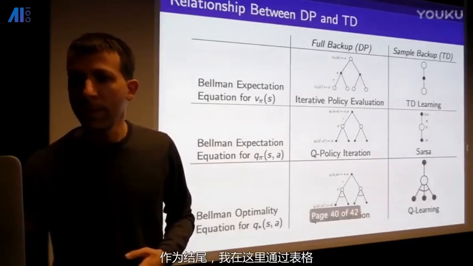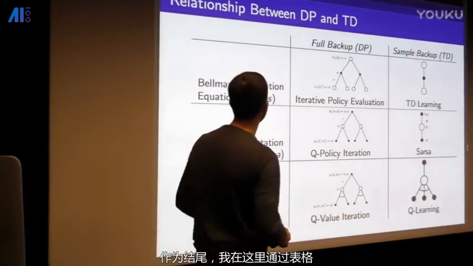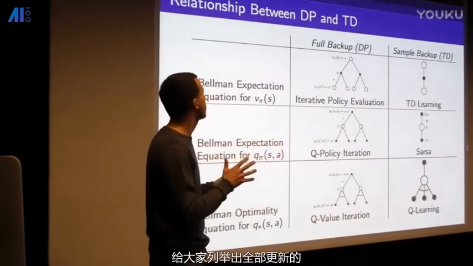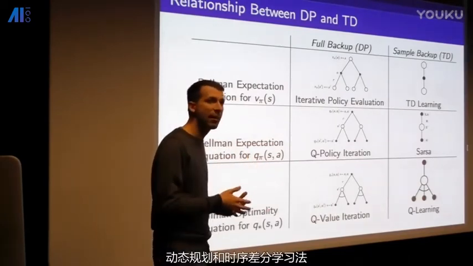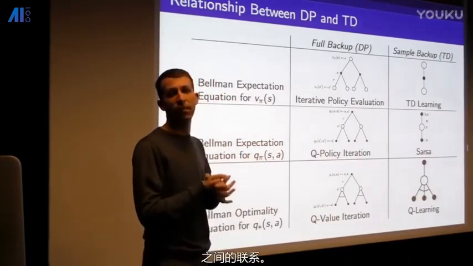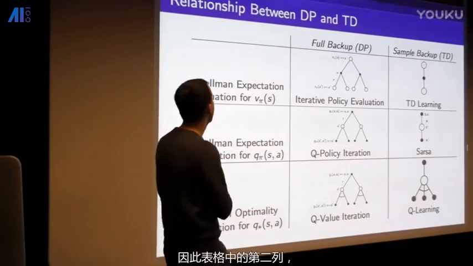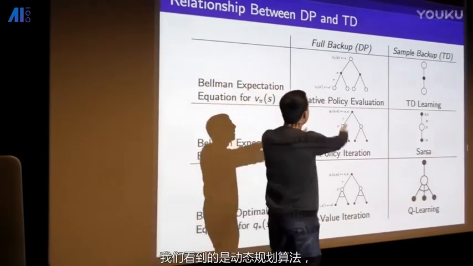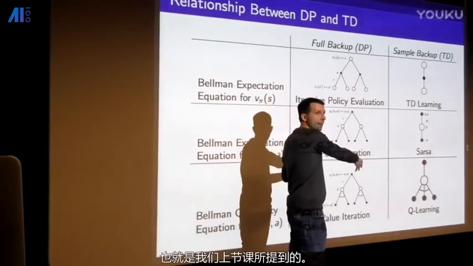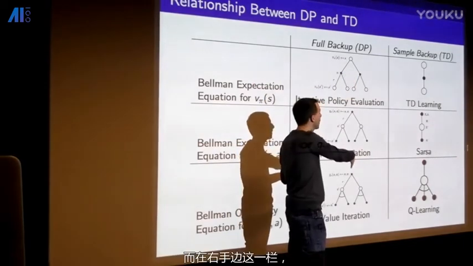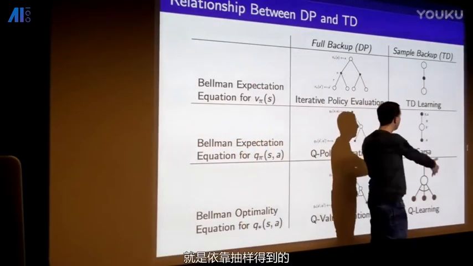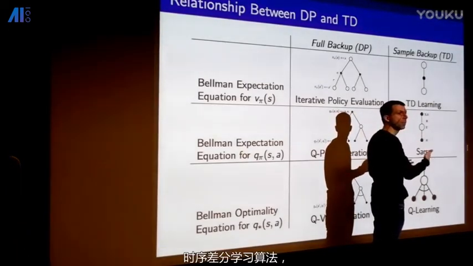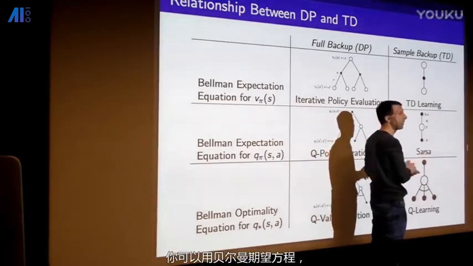So just to wrap up, I want to bring out the relationships between these full-width updates that we had in dynamic programming and what goes on in temporal difference learning. In this column here, we've got the dynamic programming algorithms that we looked at in the previous lecture. On the right-hand column are the sample-based algorithms, the TD algorithms that we've looked at in the last lecture and this one.